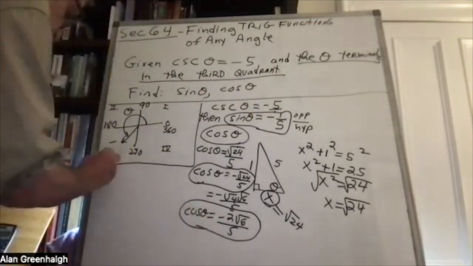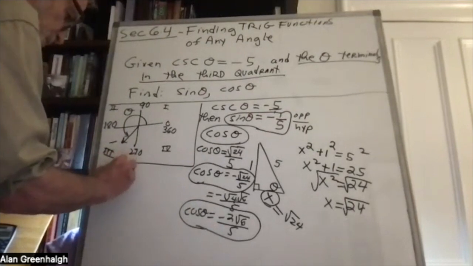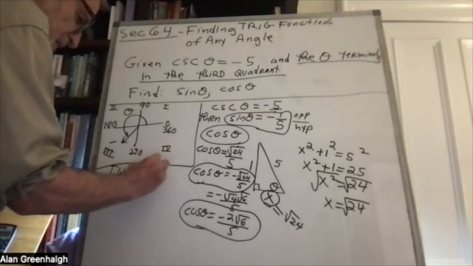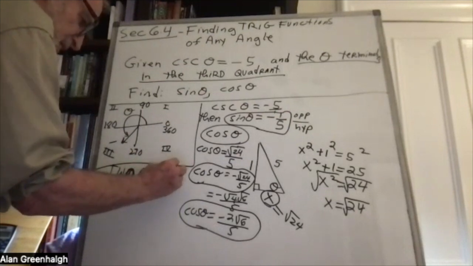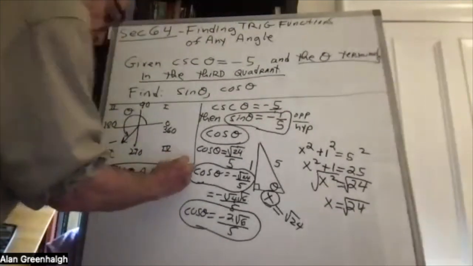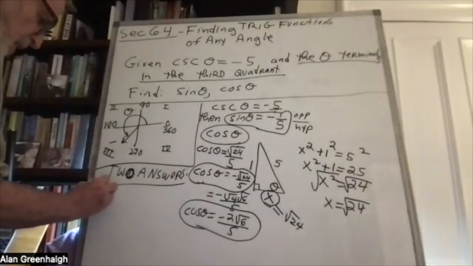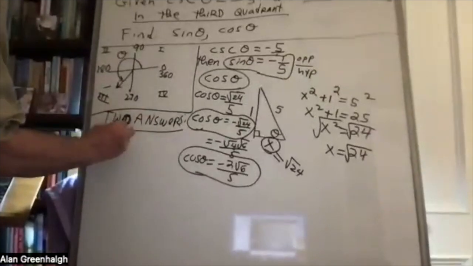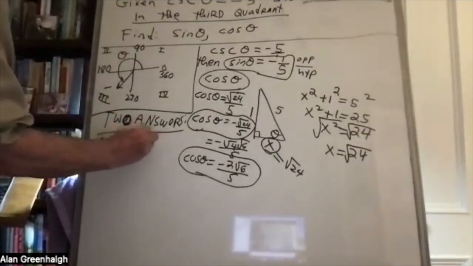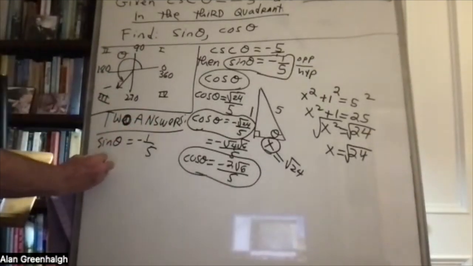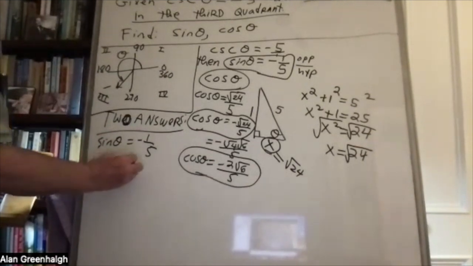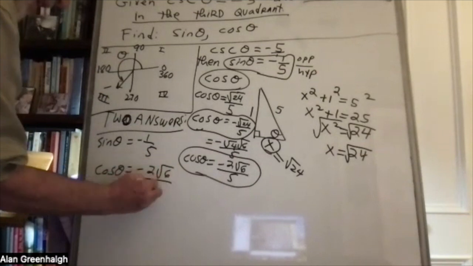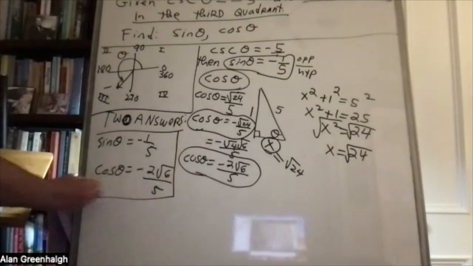So if this were a final exam, you want to present the answer in a very nice, acceptable way. The two answers are that the sine of theta is -1/5, and the cosine of theta is -2 times the square root of 6 over 5. These are the answers. That's full credit.